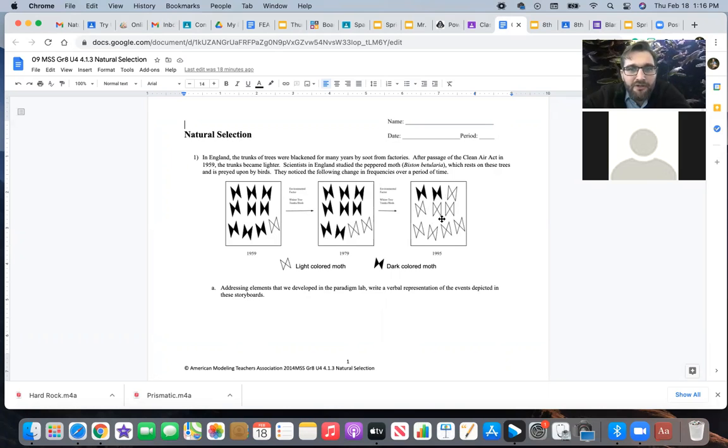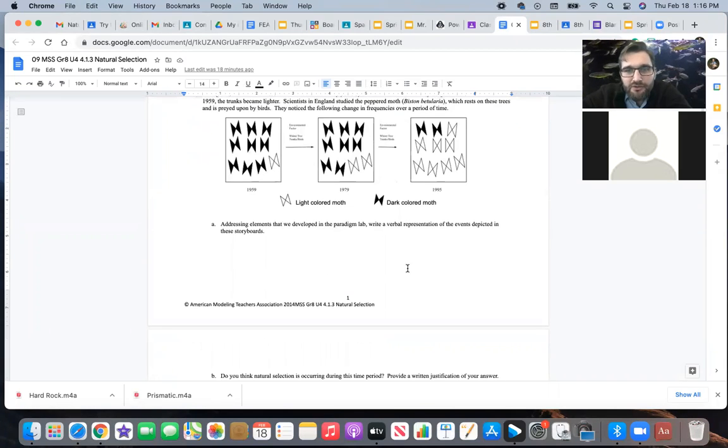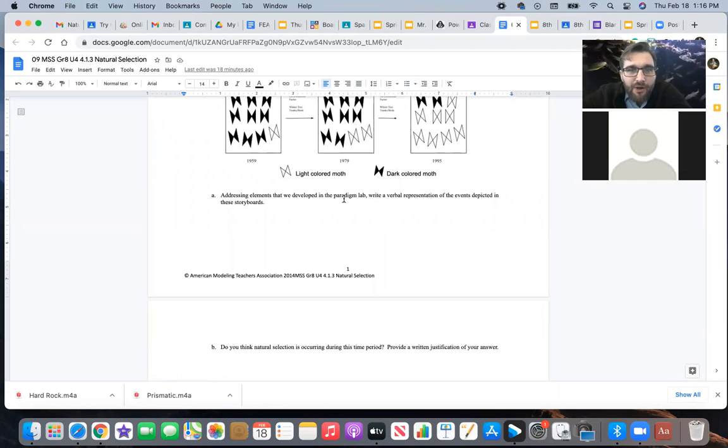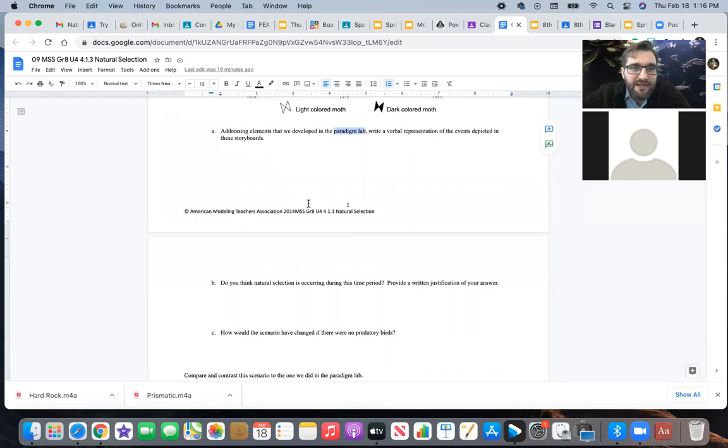But then we make our way all the way to 1995, and that's very different. We end up with almost the complete opposite, 20% being dark colored and 80% being light colored. What it's wanting you to do for this is compare our Fit Fishes lab, that's what it's talking about for the paradigm lab, compare our Fit Fishes lab to this scenario in this 3-box storyboard. So I want you to write a verbal representation of the events depicted in this storyboard, and then address any elements that maybe come out in our Fit Fishes lab as well.